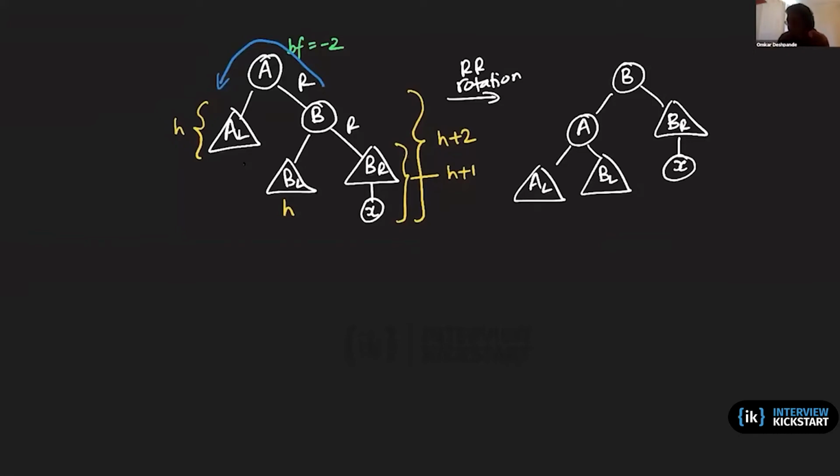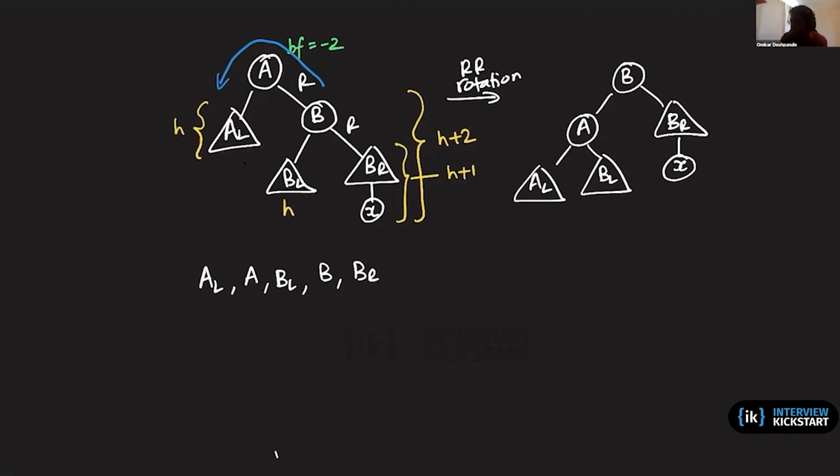Let's see, is the inorder property violated? In terms of inorder traversal, we would first do an inorder traversal of AL, then A, then we would see the nodes in BL, then we would see B, then we would see the nodes in BR, including X. Here also we do see the same thing: AL first, then A, then BL, then B, then BR. So things are fine in terms of inorder traversal.